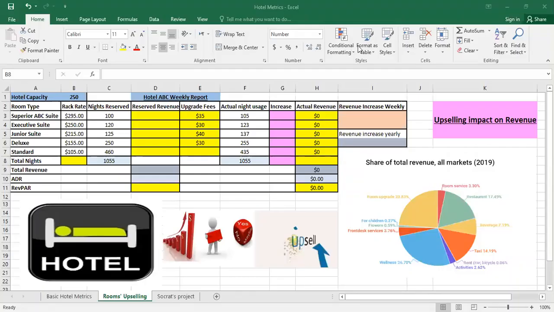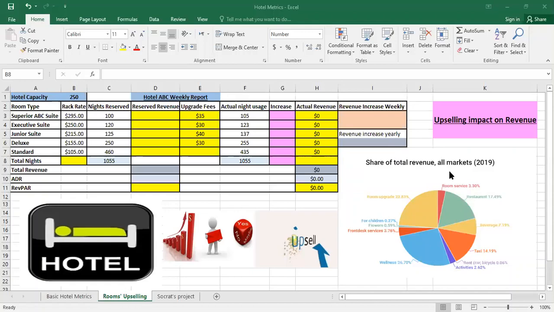Hello. In this video, I'll show you the significant impact of upselling on hotels' revenue. In fact, we have here a graph, a share of total revenue of all markets. And this is a report that was published recently by GuestJoy.